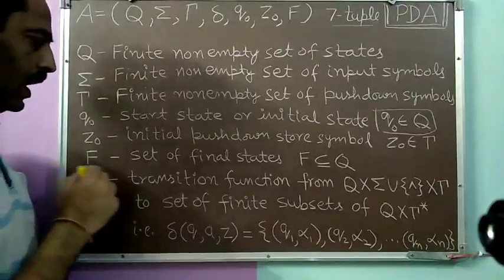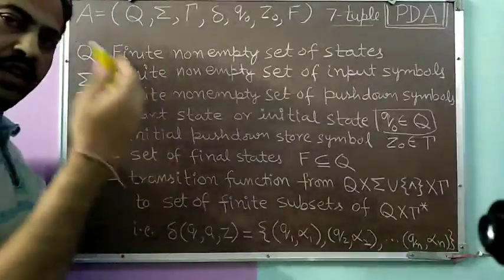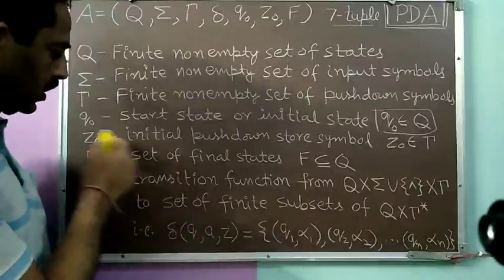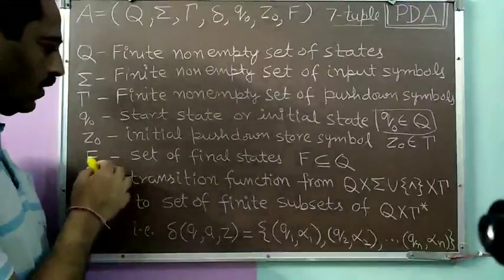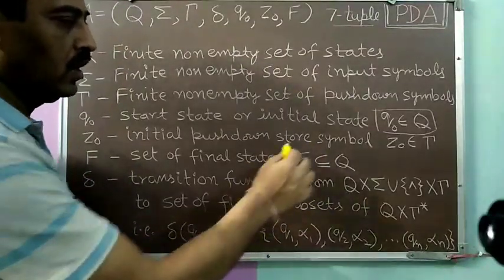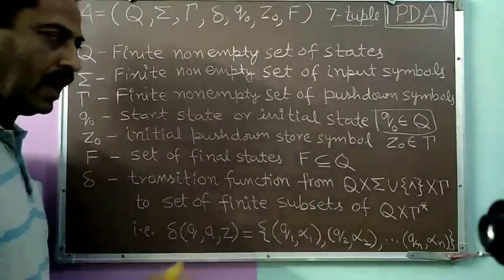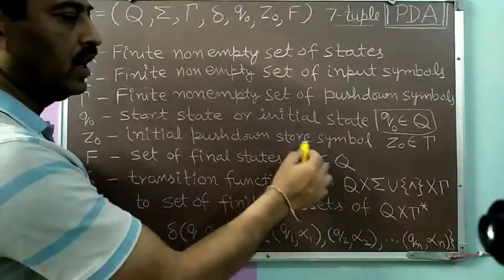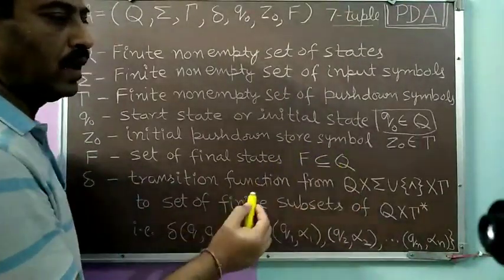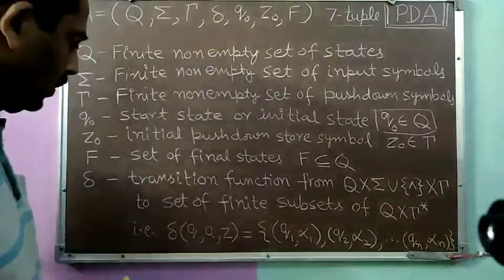Now come to capital F. Capital F is the set of final states, as in case of FA. In case of FA also we had a set of final states. In a similar manner, our PDA will also have some states which are designated as final states. All such states will be collected into a set which is called capital F, the set of final states. Certainly, as all states are collected here, all states will come from Q, so it will be a subset of capital Q.